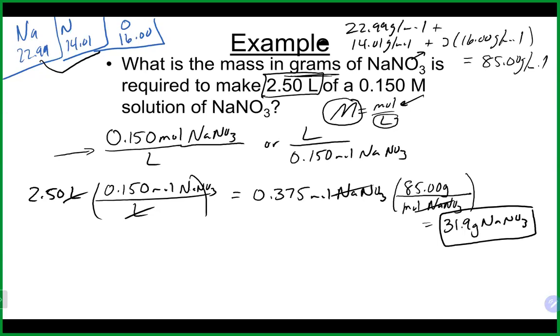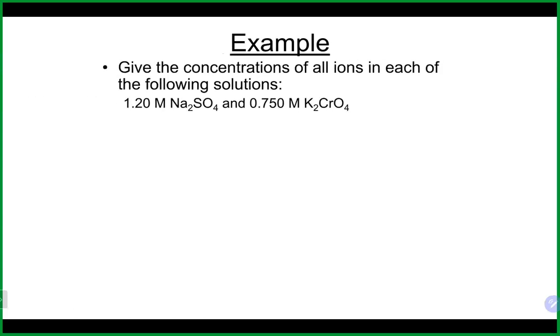Okay, so let's take a look at a few more here. So this is what we were talking about earlier in this case, the concentrations of ions in each of these individual solutions. So looking at this one here, if we started with sodium sulfate, and it had a concentration of 1.2 molar. Again, if we're interested in the ions, we want to make sure that we break it apart correctly. There's going to be 2 sodium ions, and there will be 1 sulfate ion that it will break apart into.